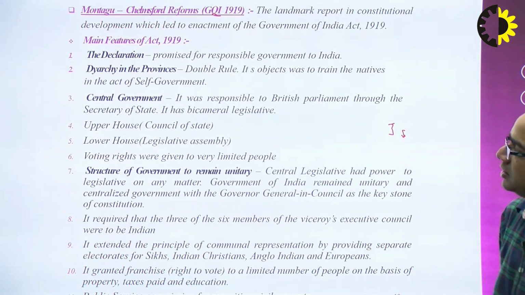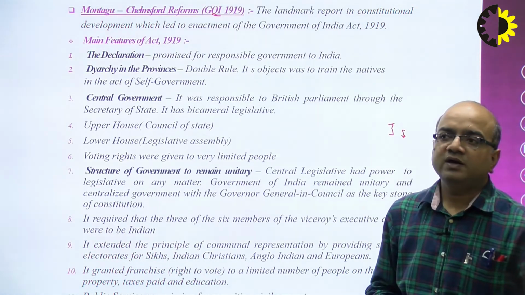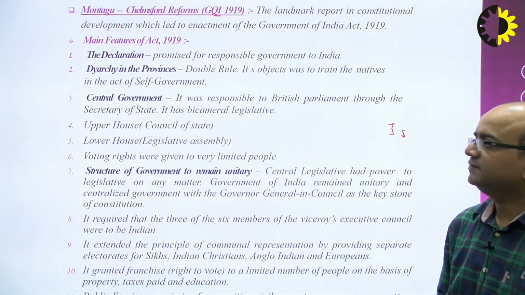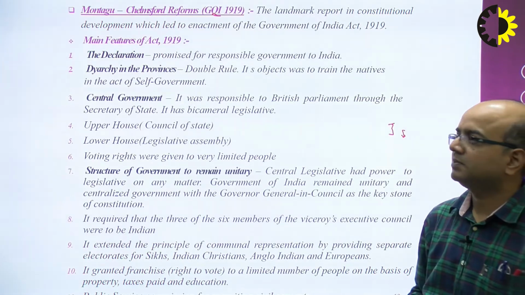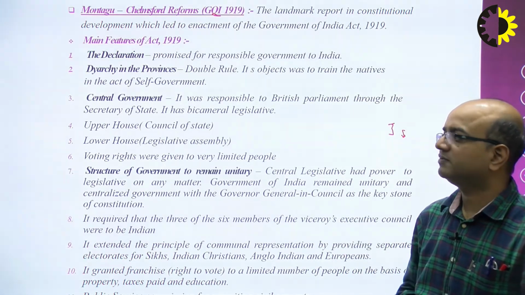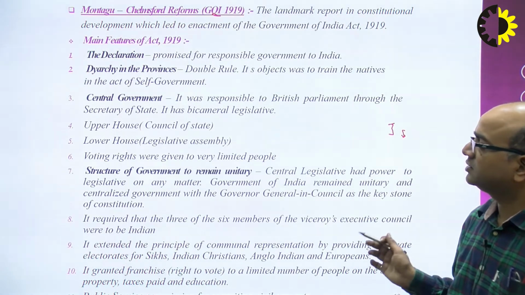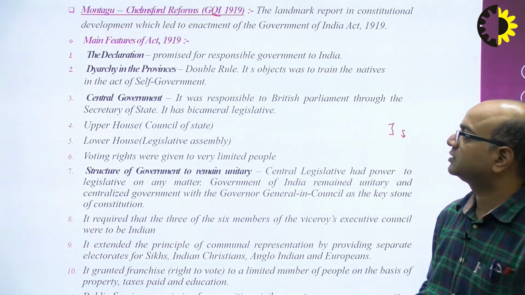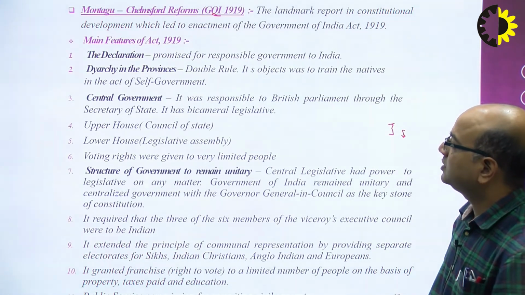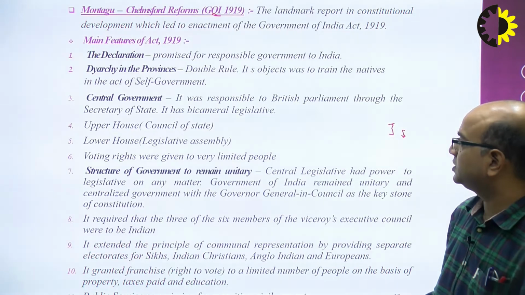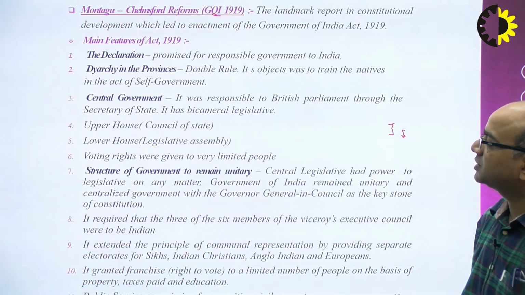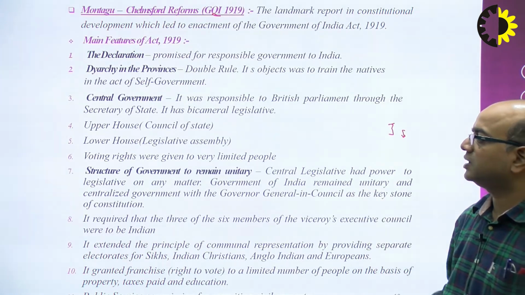Then in the diarchy, the whole work was divided into two lists. The first is the reserved one and the second is the transferred one. So in some areas, Indians, or the elected people, were given rights. In the rest of the reserved areas, the crown has the power to make law. Then the central government was responsible to the British Parliament through the Secretary of State, and it has a bicameral legislature, so an upper house and lower house system.